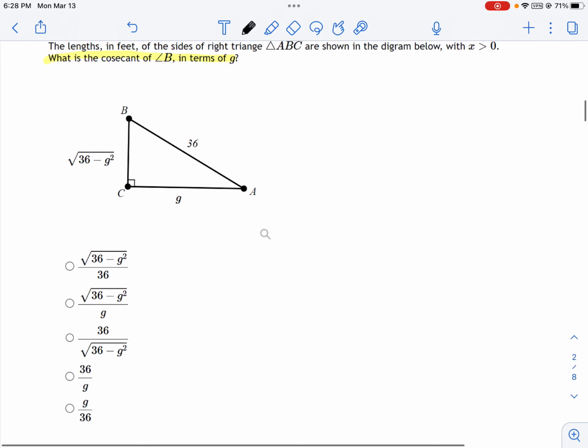Alright, so essentially we're trying to find the cosecant of angle B in terms of G. So, do we have to solve for G? Is that asking us to solve for G? No, you'll see G's all over these answers. You're not solving for G. Your only goal is to find the cosecant of the angle B. Angle B is in this corner.